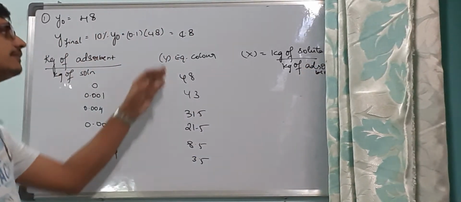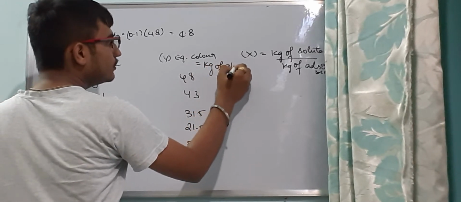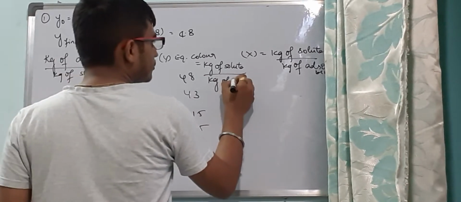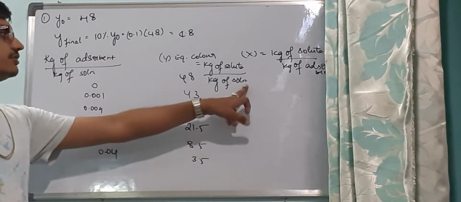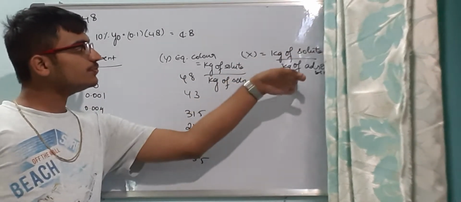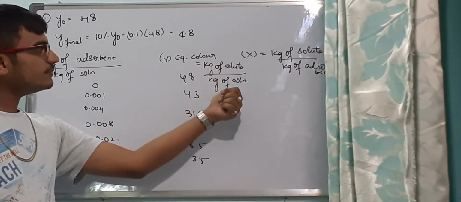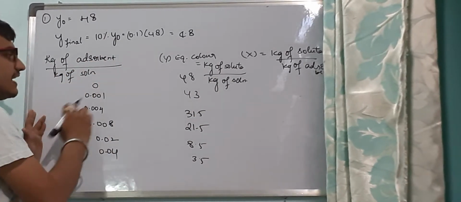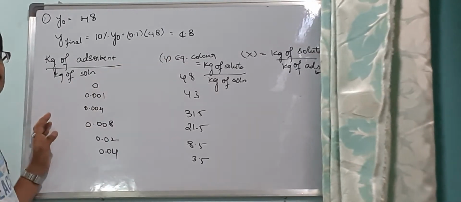And the equilibrium color, which is the y value, is kg of solute per kg of solution. But we want x, which is kg of solute per kg of adsorbent, and that is not given. So we will calculate it: y, the equilibrium color value, divided by the adsorbent value will give the x value.